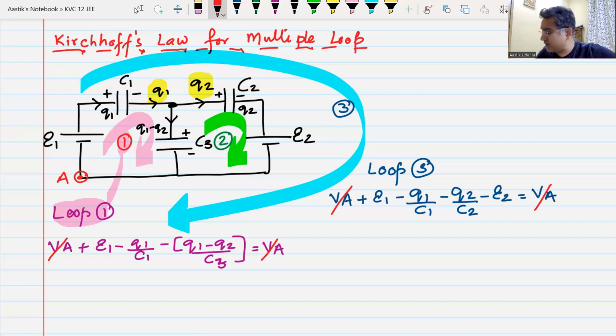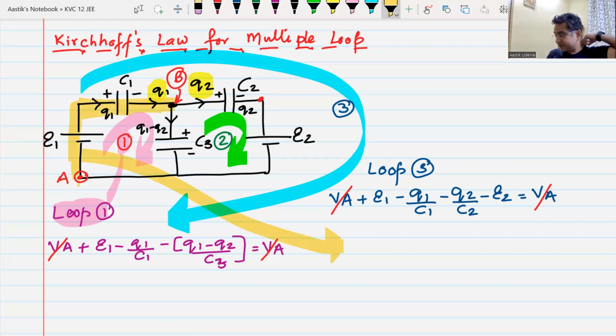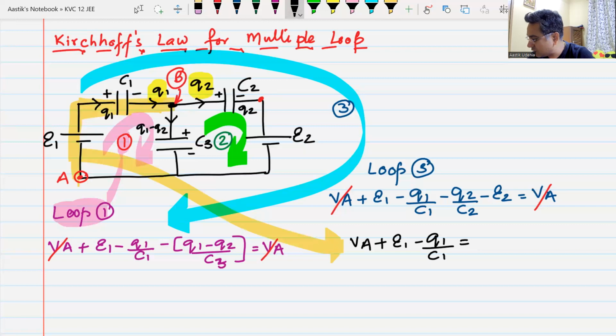Now, once you get the value of Q1 and Q2, you could be asked to find out the potential difference between A and B. How will you find the potential difference between A and B? Again, you start the loop from A and finish it at B. Do we understand this? Yes, sir. First of all, you have to get the value of Q1 and Q2, and then you can make the equation in this path from A to B. What is this equation? VA plus E1 minus Q1 by C1 is equal to VB.